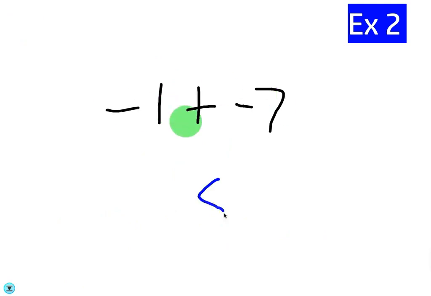All right, we're going to do a couple more. Let's say we have -1 plus -7. This one's actually a little bit easier. What's 1 plus 7? Okay, 1 plus 7 is 8. And then we're just going to tack the negative onto it, and the answer is -8. All right, the rule is very simple.